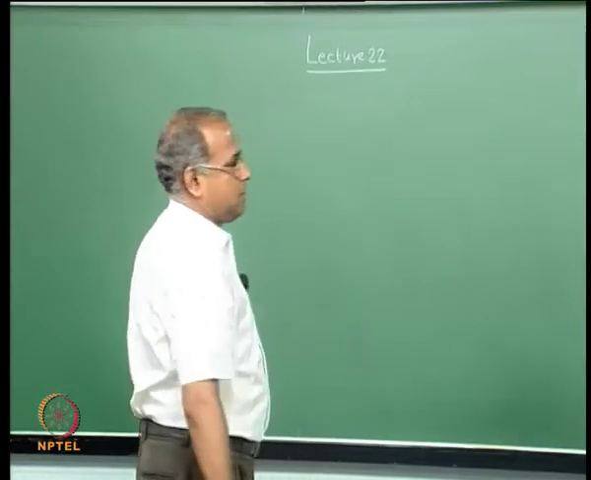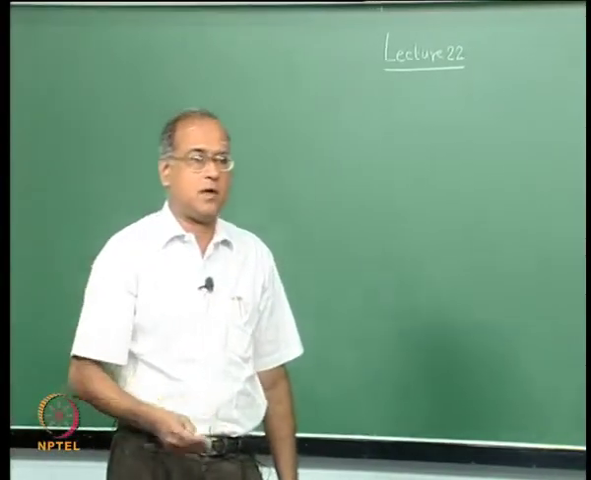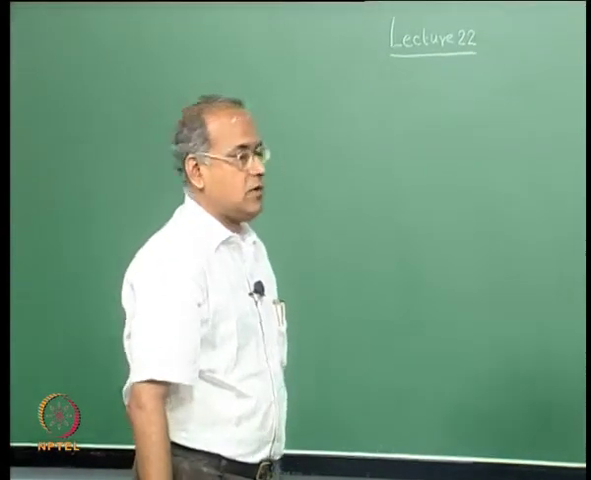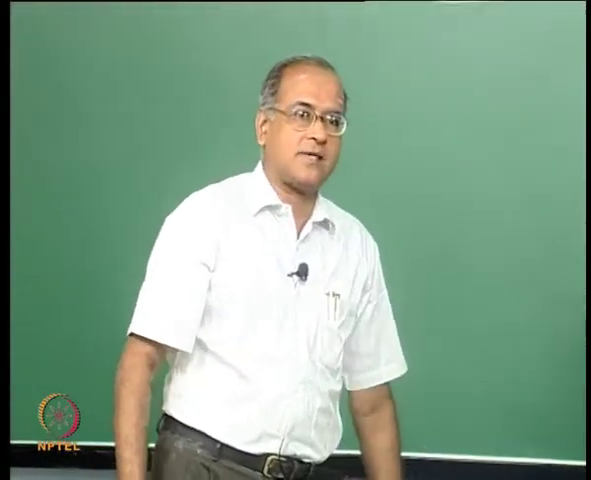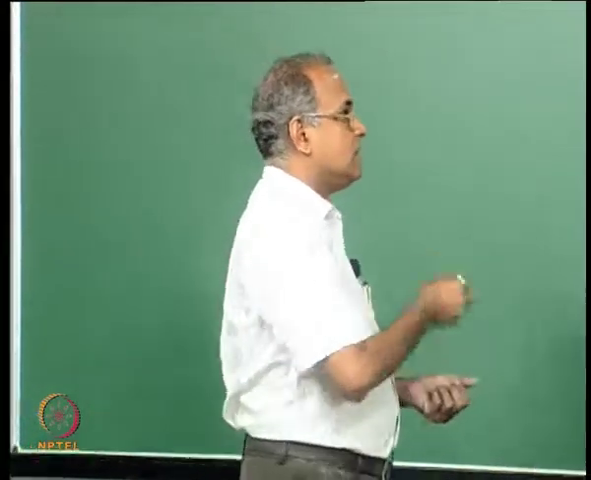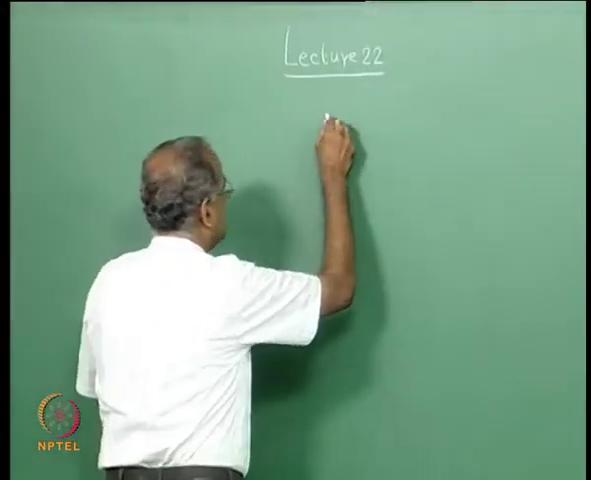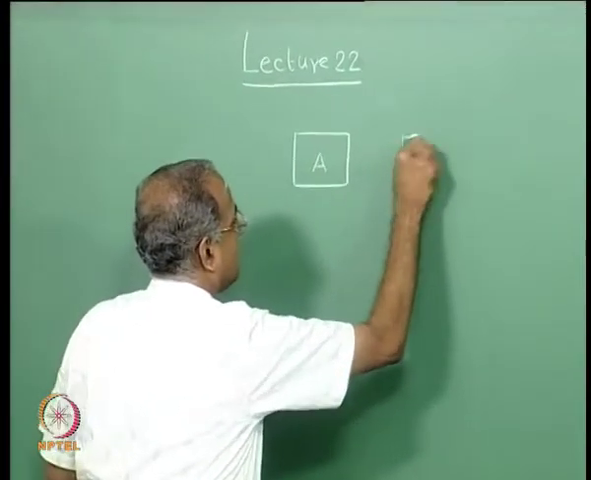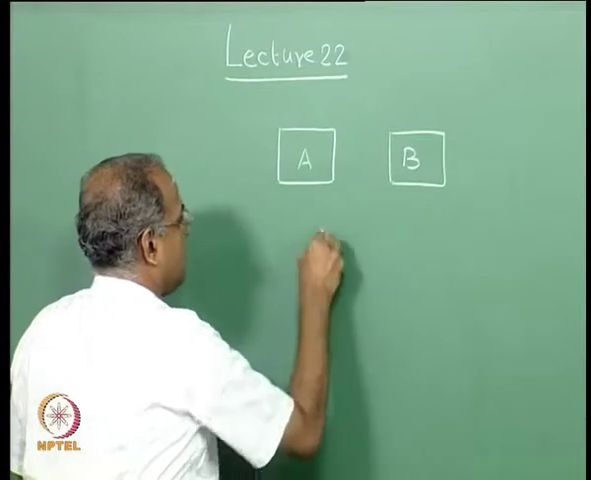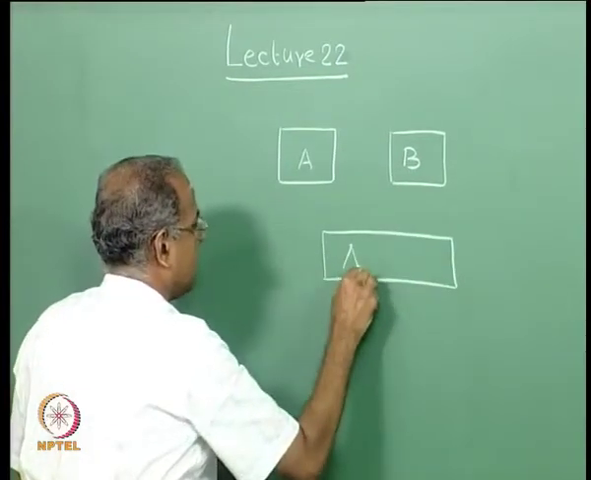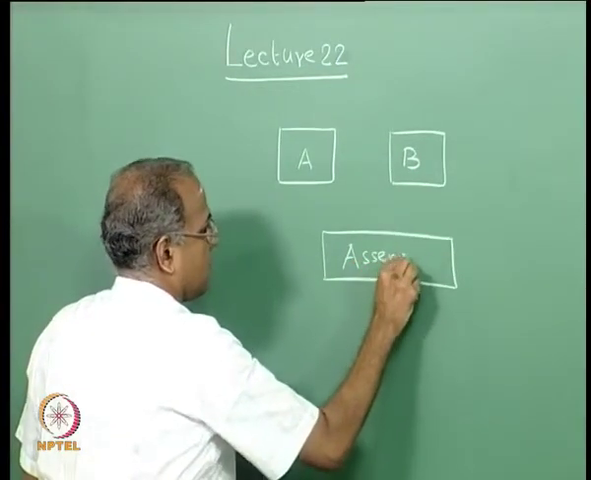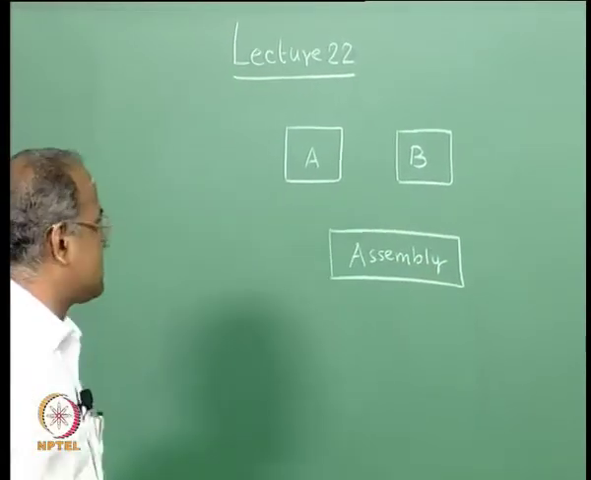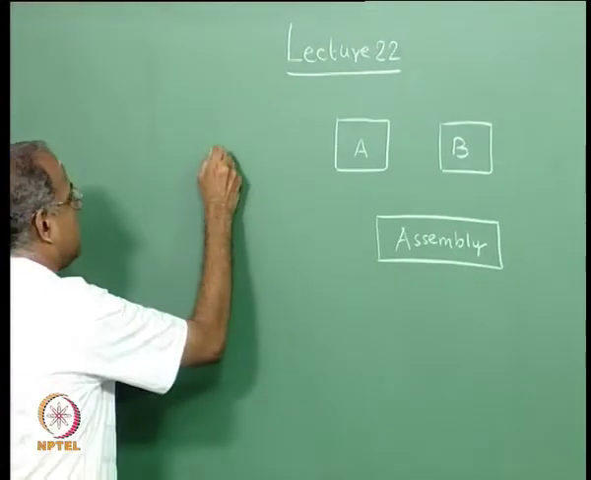In this lecture, we continue the discussion on static and dynamic operator allocation problems to cells. We look at a situation where there are multiple cells and multiple products. So, we look at two cells A and B that feed to the assembly. And we assume that there are two products which we call P and Q.